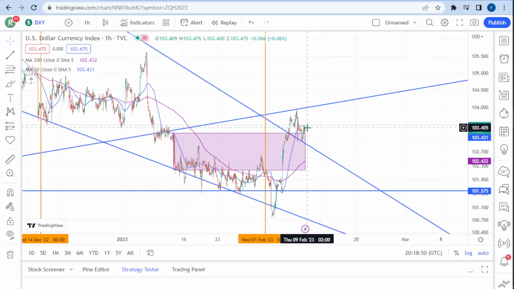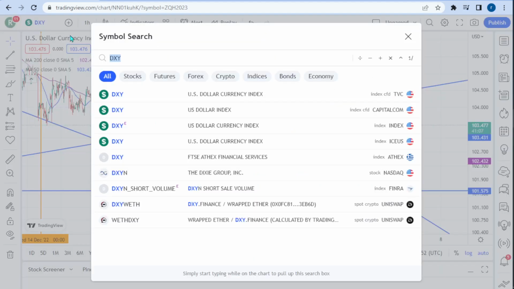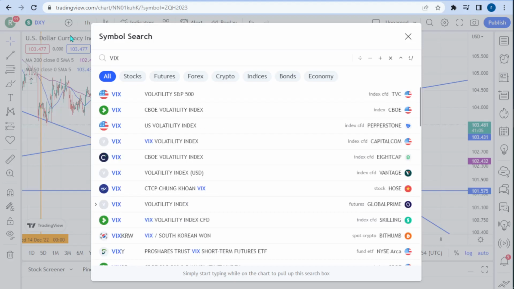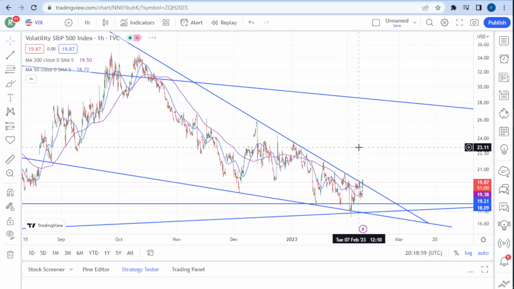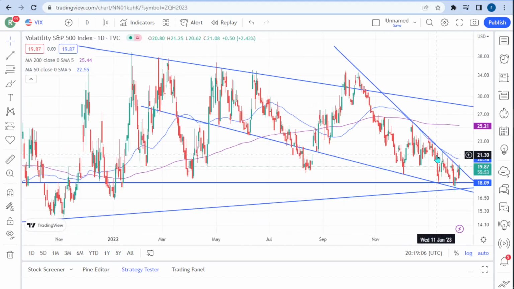Now, there is something else that I'm looking at. I'm looking at the VIX. And the VIX hasn't done anything for quite a while. It's done a whole lot of nothing. So if we're looking at the VIX, let me just go on this 1-year chart. I want to zoom out.